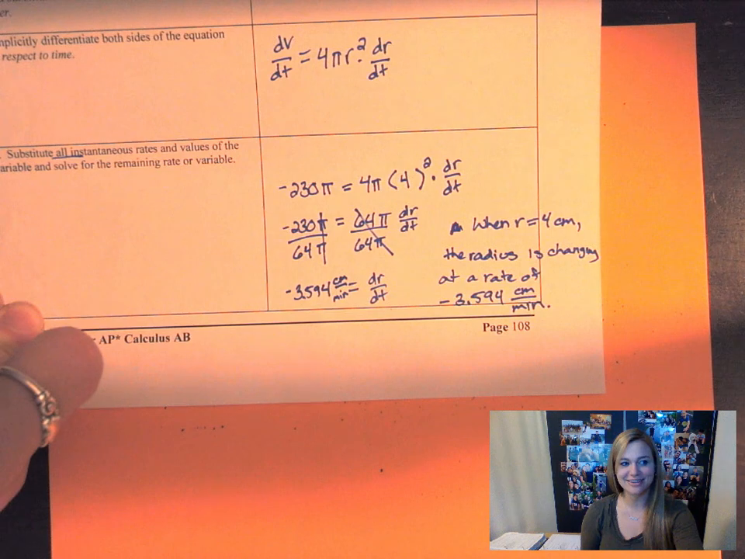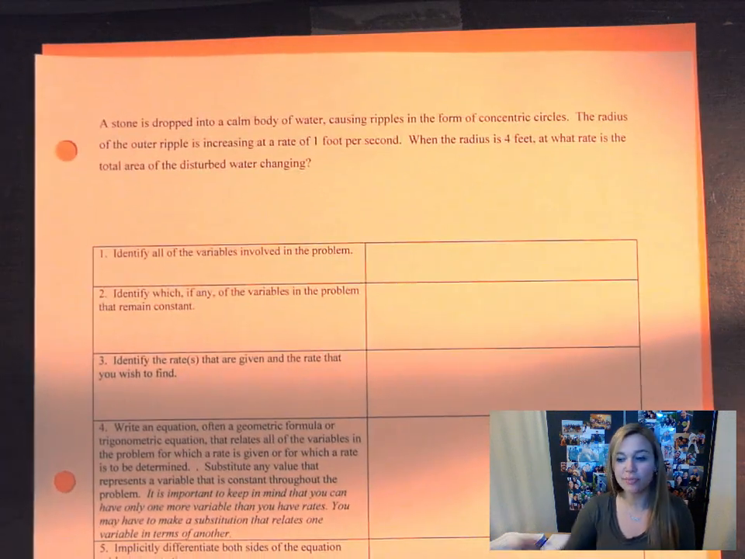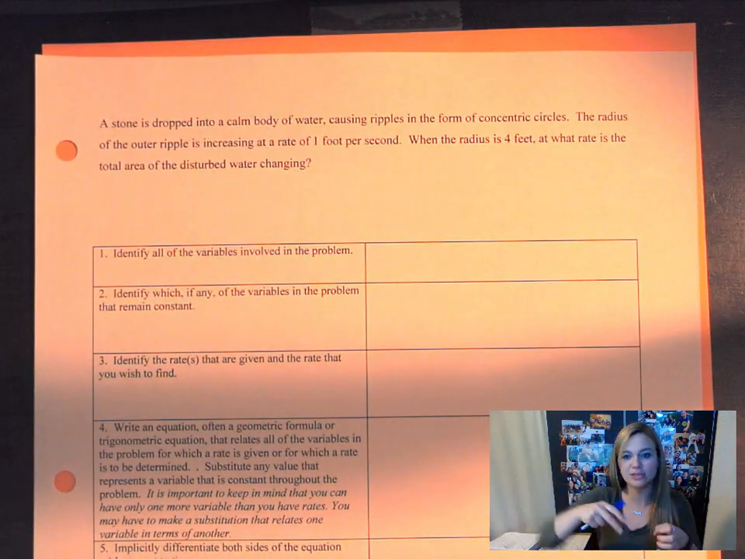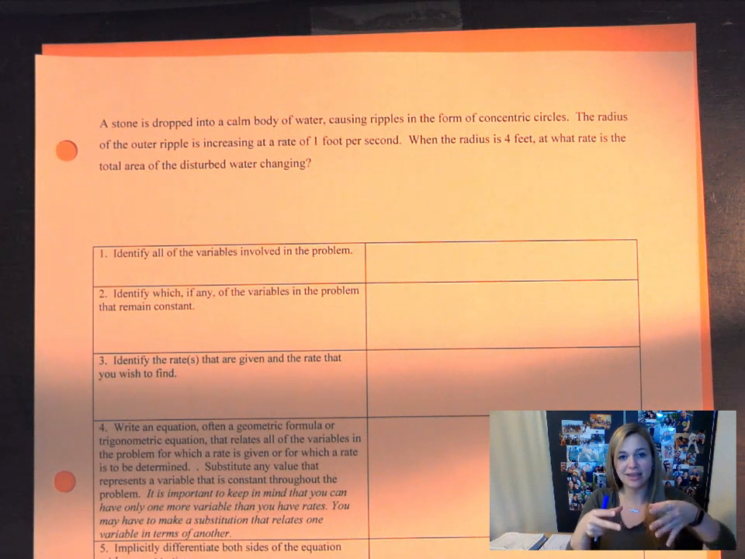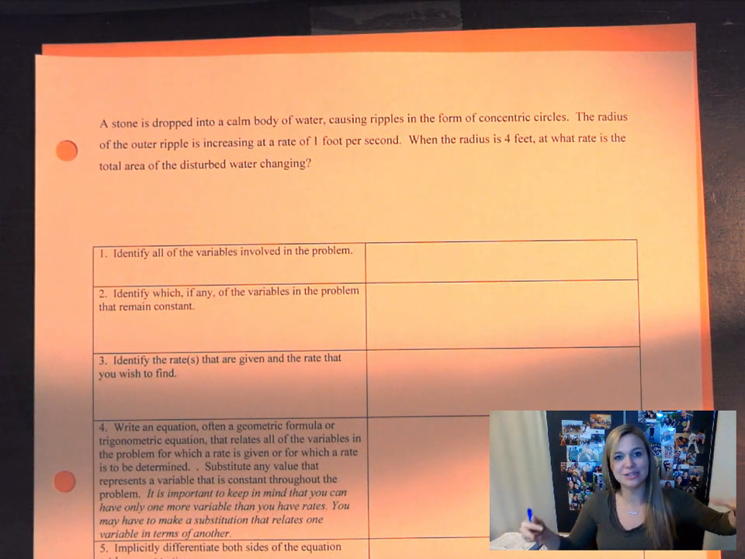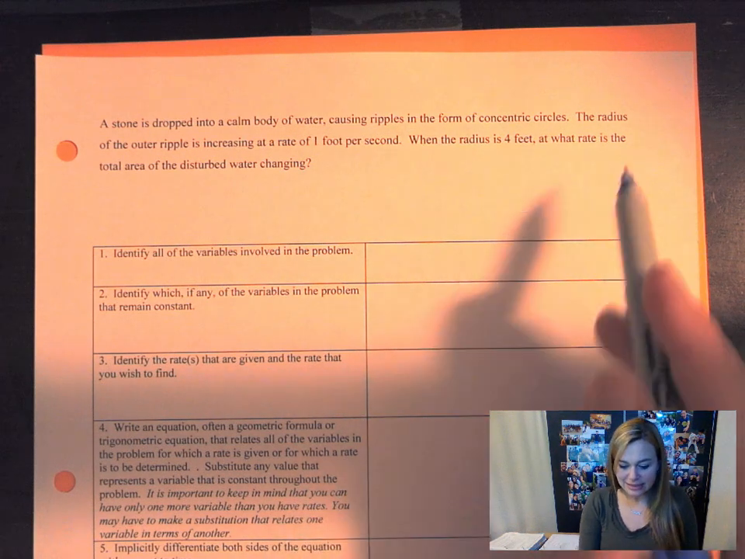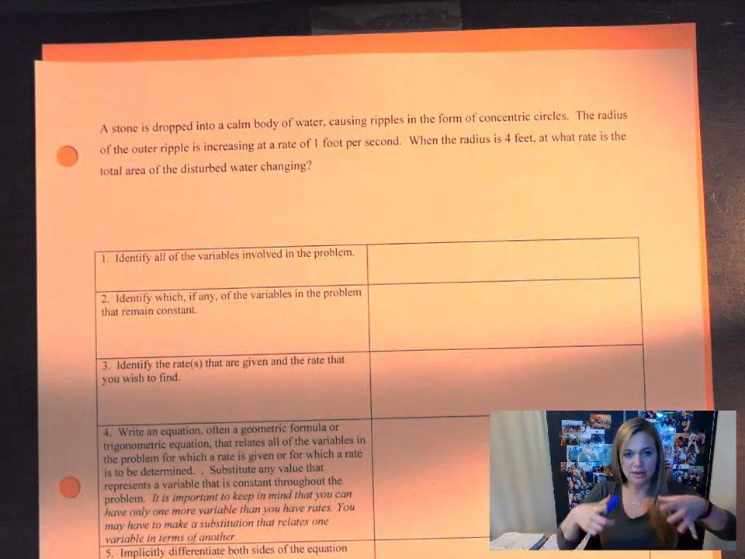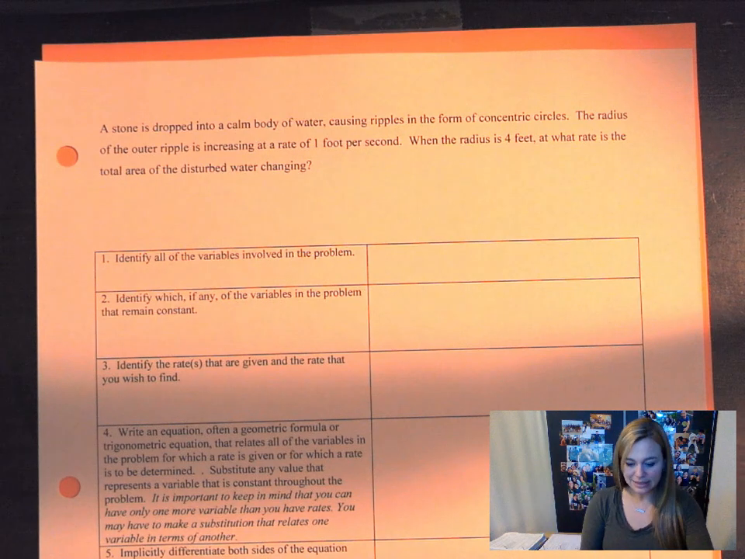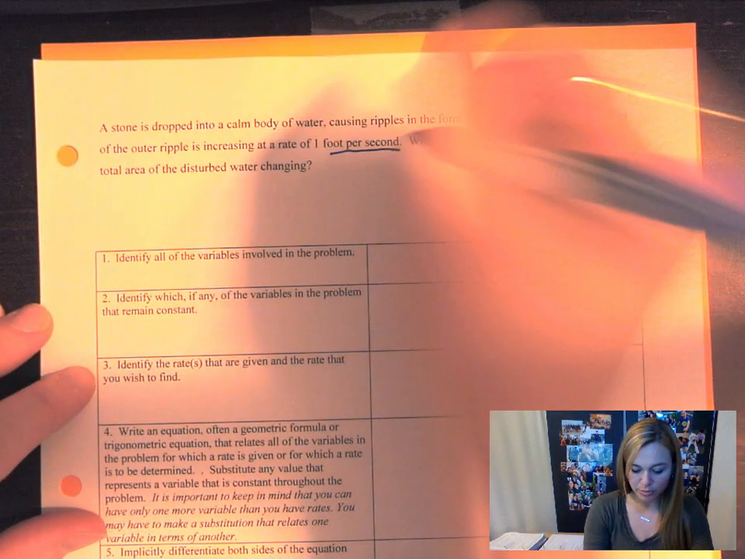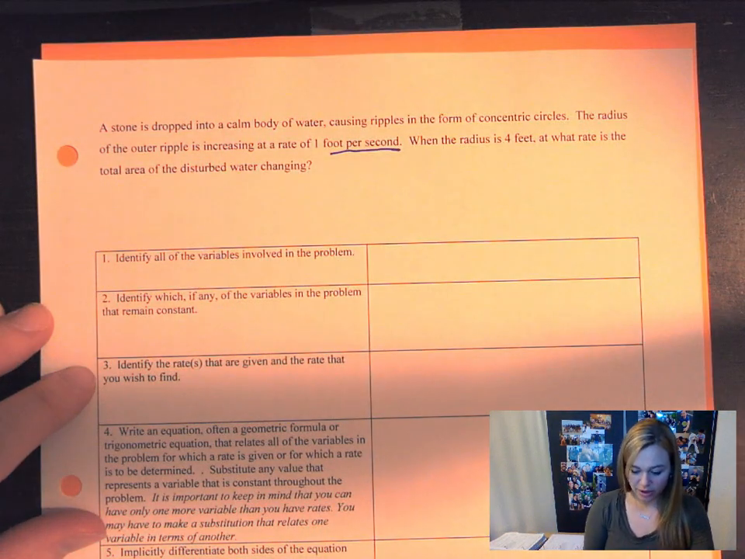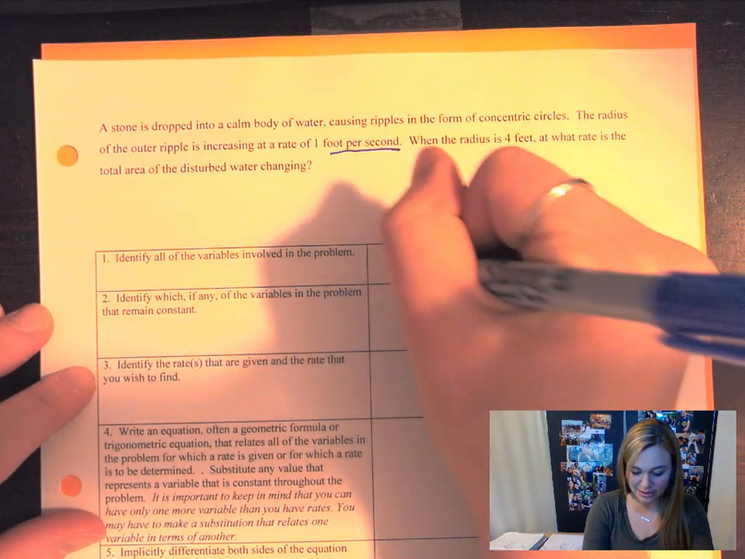Okay, we did one. Let's do another. A stone is dropped into a calm body of water. So think about a stone dropping into water, like a lake, and then you get bigger and bigger concentric circles, like one circle inside of another one. And then it says the radius of the outer ripple, so think about it getting bigger and bigger, is increasing at a rate of 1 foot per second. So far I'm seeing radius is in here in some way.